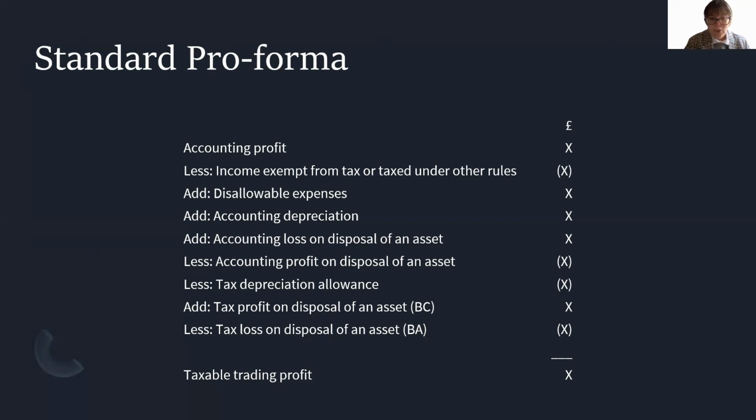We, however, will deduct accounting profit on disposal of an asset, as well as the tax depreciation allowance. We would then add back the tax profit on disposal of an asset, which will be our balancing charge. Contrary, we would deduct our tax loss on disposal of an asset, which will give us our balancing allowance. And this leaves us with our taxable trading profit.